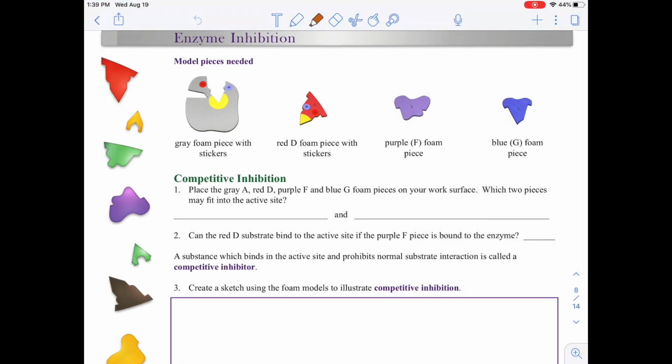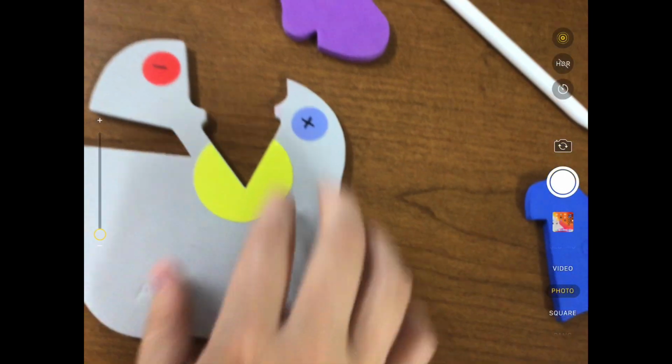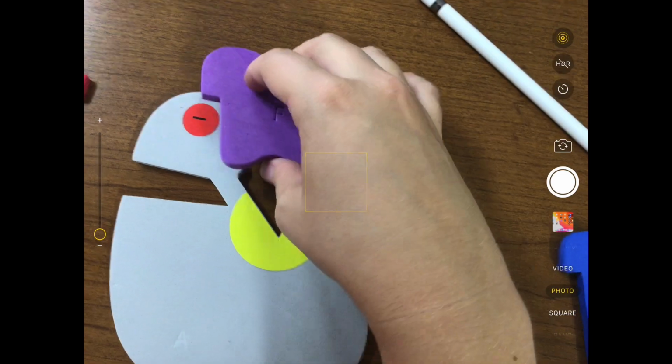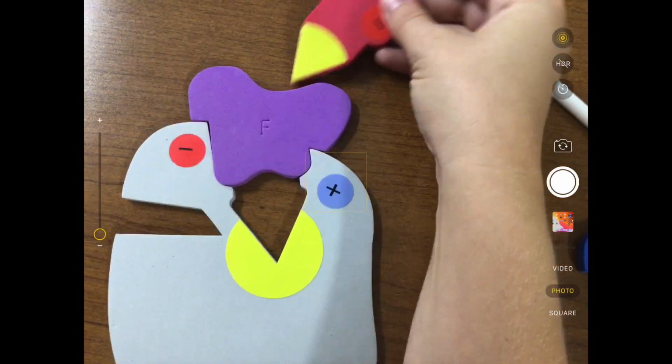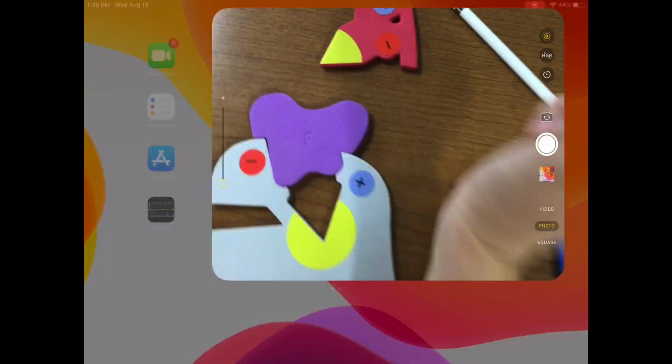Can the red D substrate bind to the active site if the purple F piece is bound to the enzyme? Great question. If my purple piece is in there, can my red piece come bind? No, it cannot.